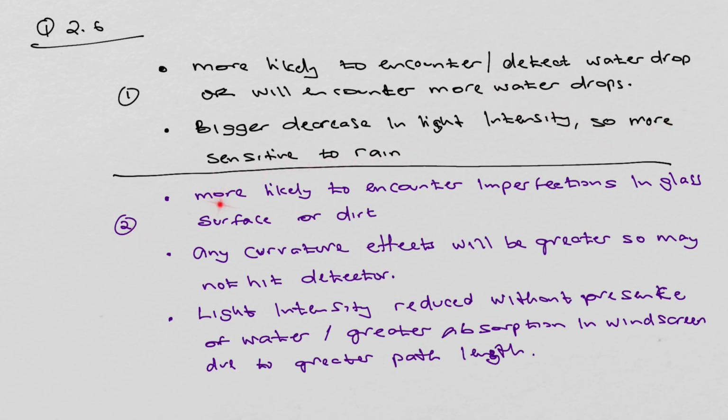Two, this time we're talking about it being less sensitive, because it is more likely to encounter imperfections in the glass surface, such as dirt and scratches. Any curvature effect will be greater, so the light may not hit the detector. Light intensity is reduced without the presence of water. Therefore, you get greater absorption in the windscreen due to the greater path length. That covers the more sensitive and less sensitive options.